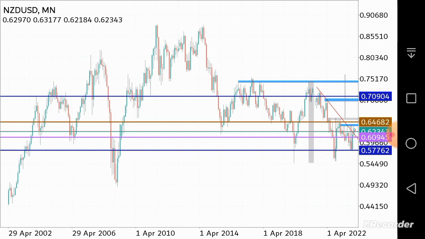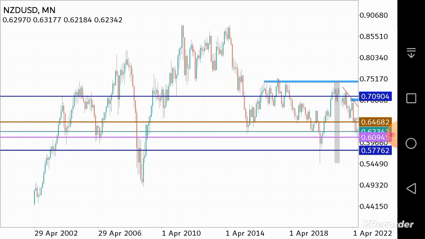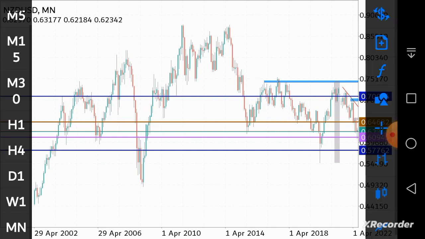So I want to be giving you a very big picture of where the market is coming from and where it's going to, and the NZD. So to enable you make maximum decisions and also make maximum profits. Of course, that's the goal, right? To make money.